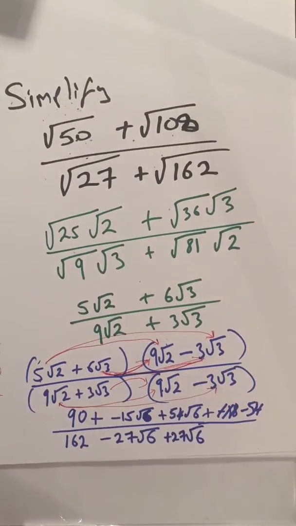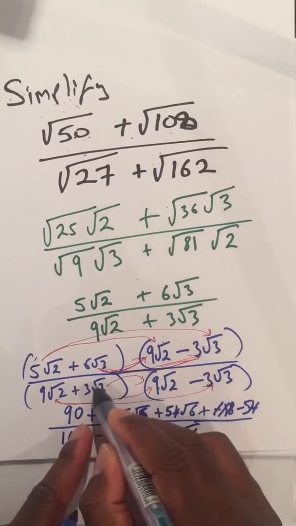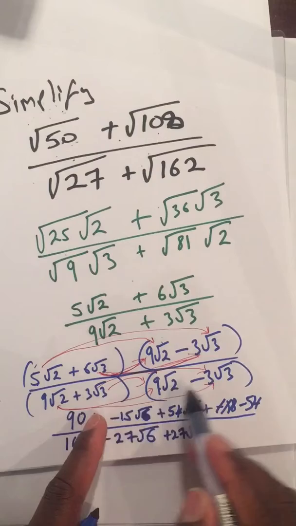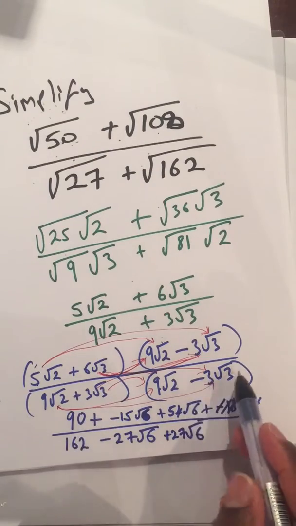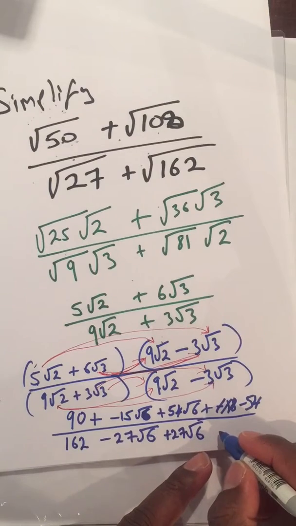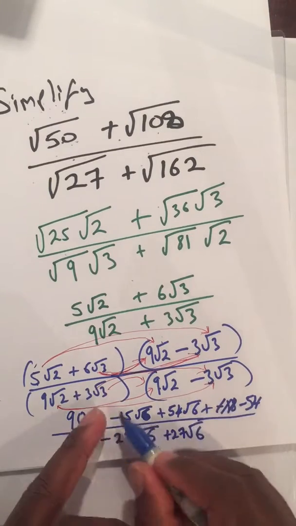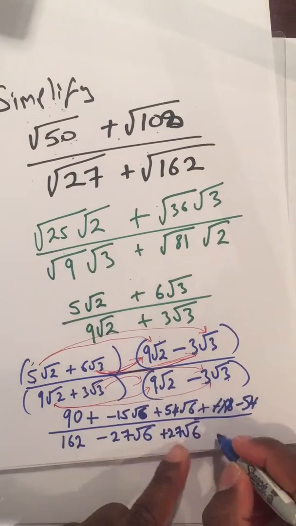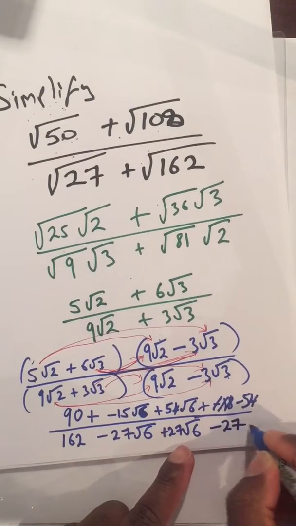The last, because we've just done first, outer, inner, then last. 3 root 3 multiplied by negative 3 root 3. 3 times negative 3 is negative 9. Root 3 times root 3 is 3. So you have negative 9 times 3, that's negative 27.